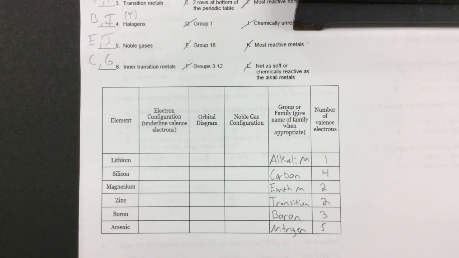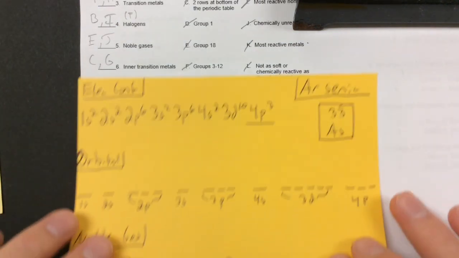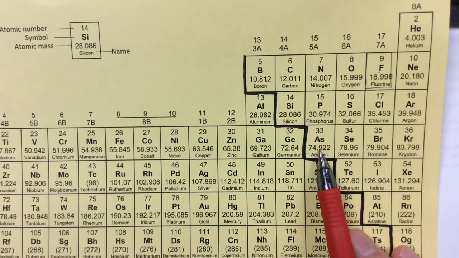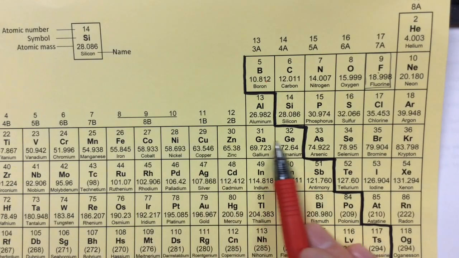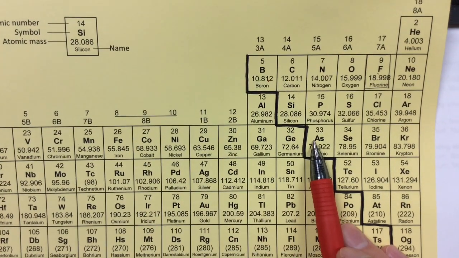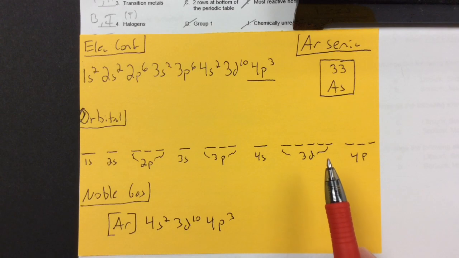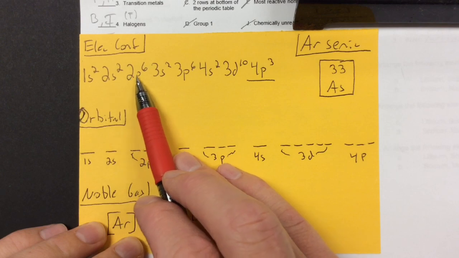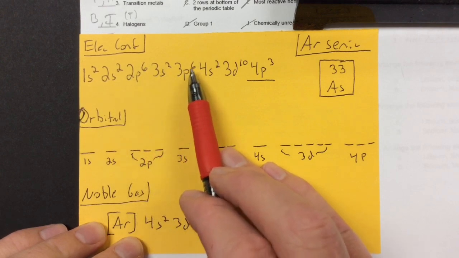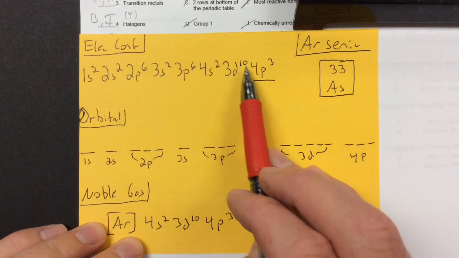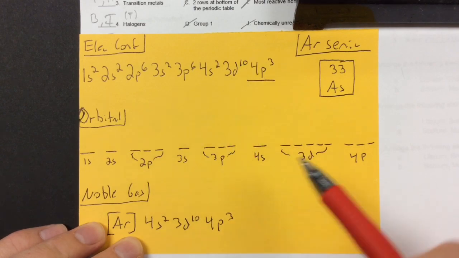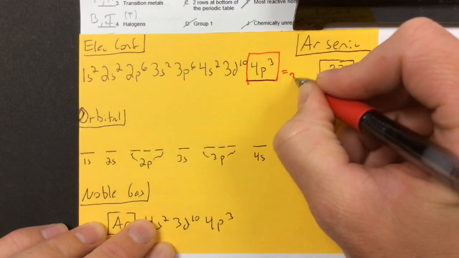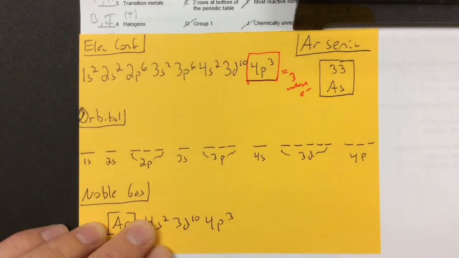All right, our last element is arsenic. It is element number 33 right here. It is in row number 4, which means we are going to have d orbital electrons in our electron configuration in our orbital diagram. So our electron configuration is shown right here, 1s2, 2s2, 2p6, 3s2, 3p6, 4s2, 3d10, and then 4p3. So our outermost shell is the 4p row, and there's 3, so it has 3 valence electrons.